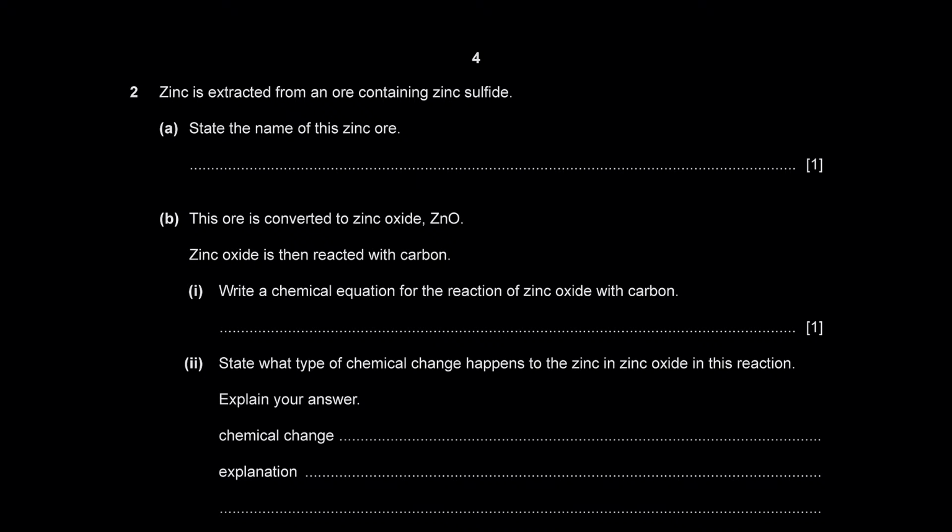I say nice color, but I choose this. It's called zinc blende. The ore: aluminum comes from bauxite, iron comes from hematite, zinc comes from zinc blende. It's just the name of the ore.